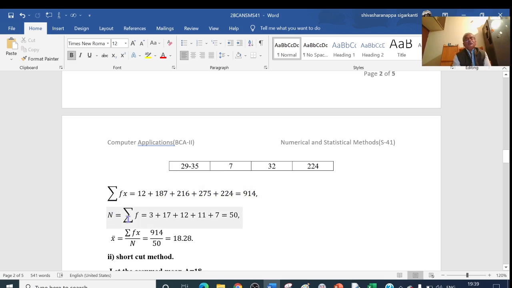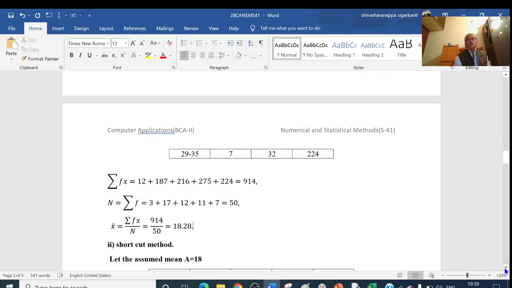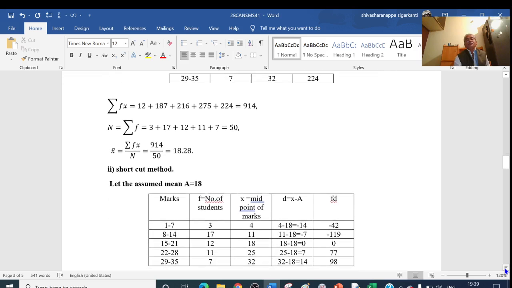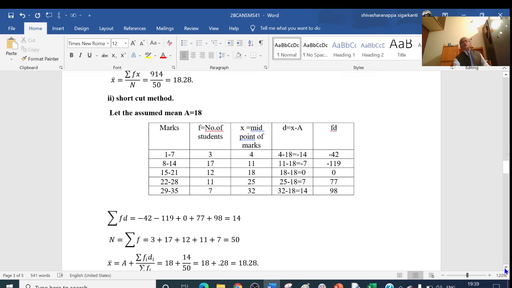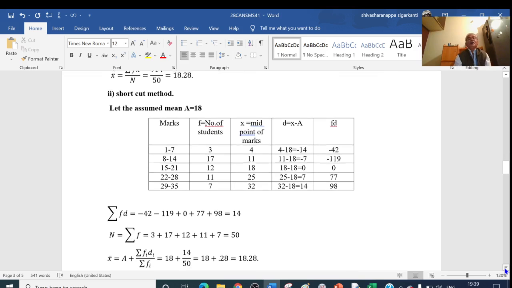And N is nothing but the summation of the frequencies. Sum of the frequencies is equal to 50. My formula for the direct method is x bar equal to sigma Fx by N. That is 914 by 50. This is 18.28. This is by the direct method. Then I will go for the shortcut method. For the shortcut method, we have to assume a mean here, the assumed mean.